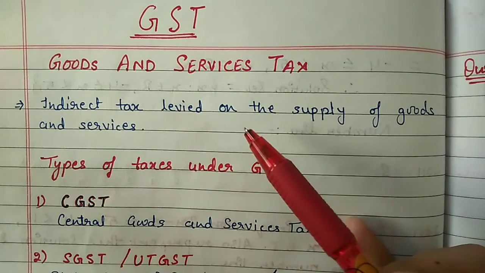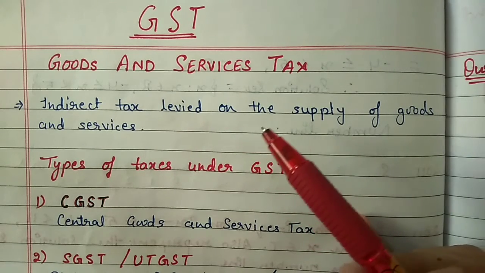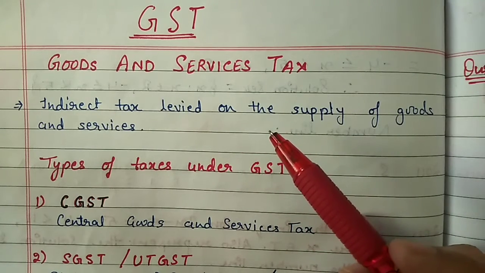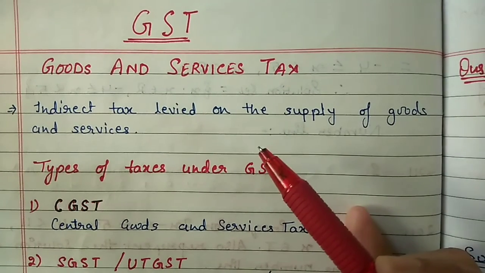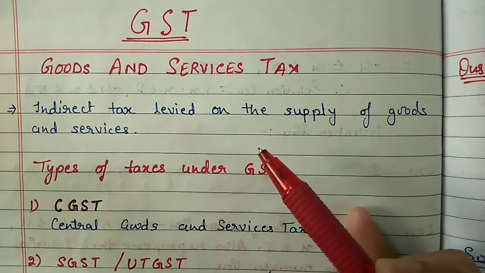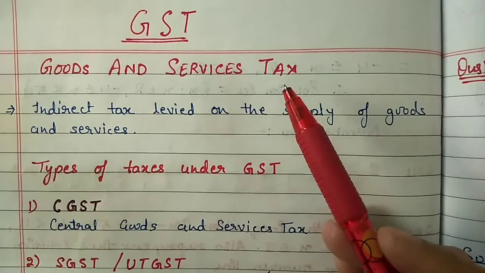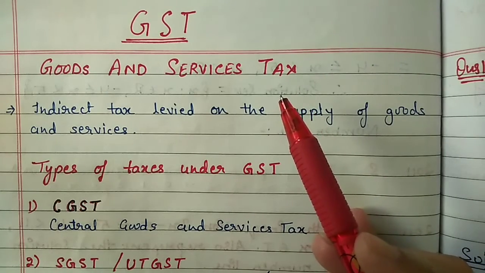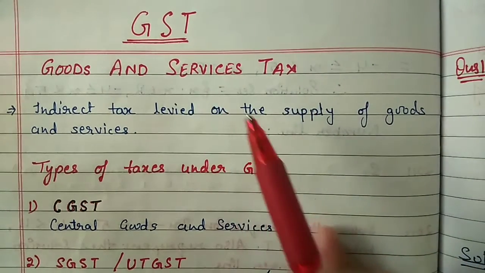Before GST in India, many taxes were there like custom duty and service duty, and then later on the government decided to merge all the taxes into GST. Now all over India we have only one tax system, that is GST.